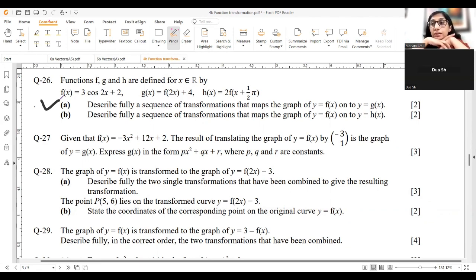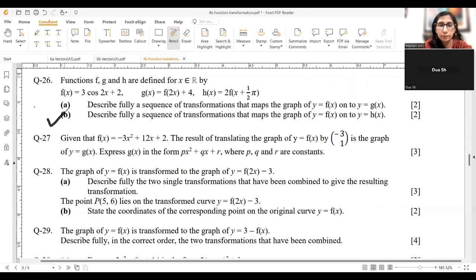Transformation by scale factor 4. No, it's not a transformation, it's a translation when it's up or down or right and left. Yes, translation by 0, 4. Either you write (0, 4), or you write translation parallel to the y-axis 4 units up. Okay, that was part A.